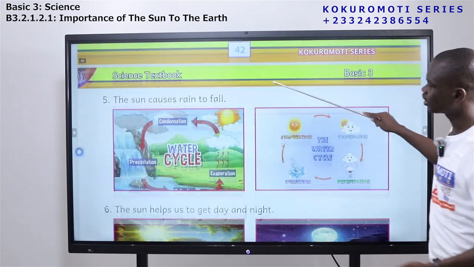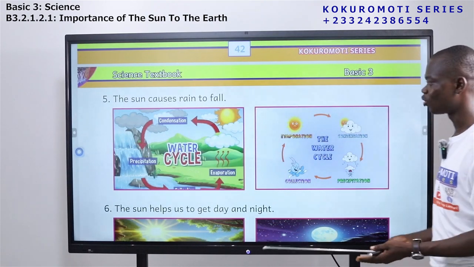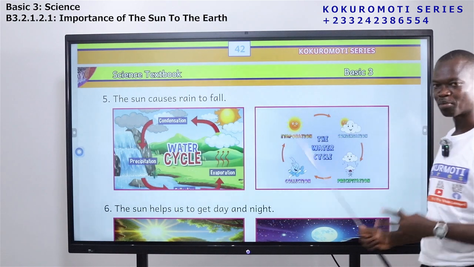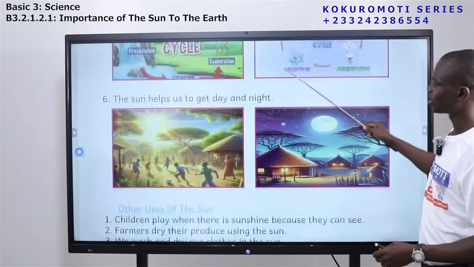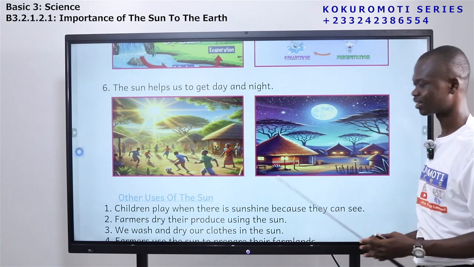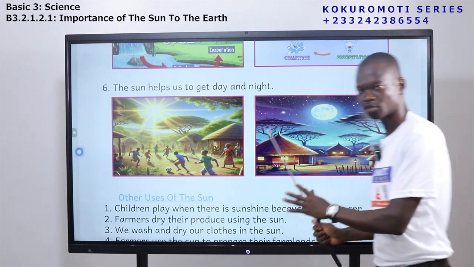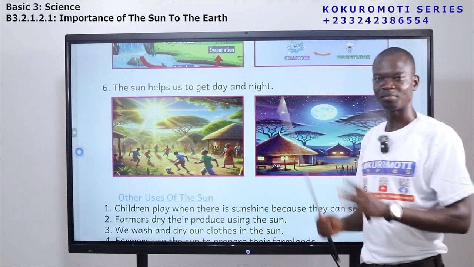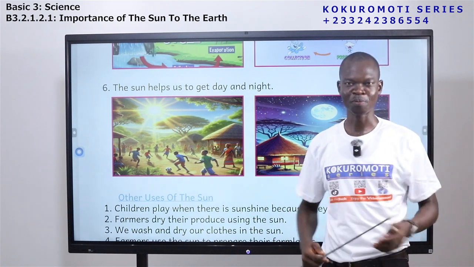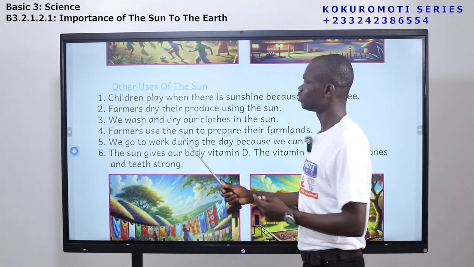Okay. Here too, we are saying that the sun causes rain to fall. So this is another importance of what? The sun. And the last one that we mentioned is that the sun causes what? Day and night. So these are some of the importance of the sun. And I believe there are other ones that you too know. Okay, so let's continue. We are looking at other uses of what?